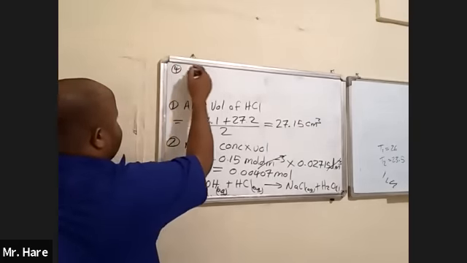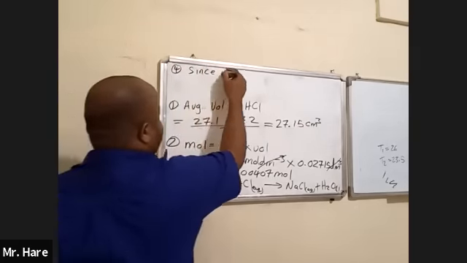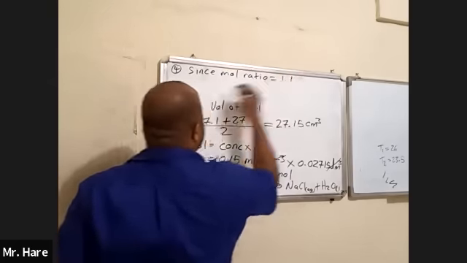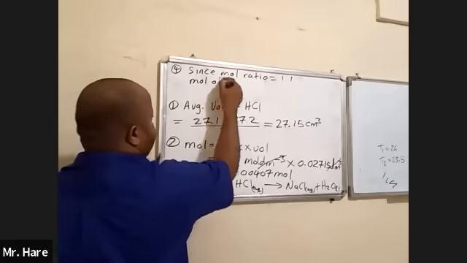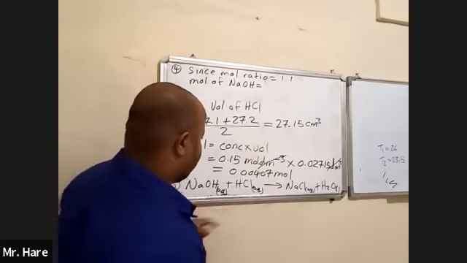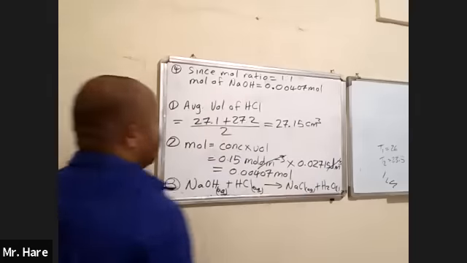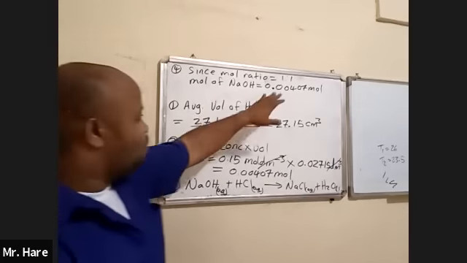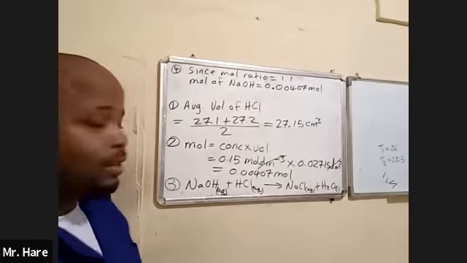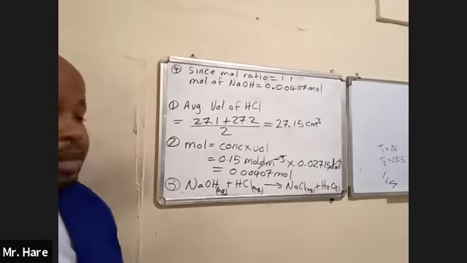Step 4, since the mole ratio is 1:1, the mole of NaOH is equal to 0.00407 moles. So once we have the moles of sodium hydroxide, what can we calculate next? The concentration by using the volume. That is correct.